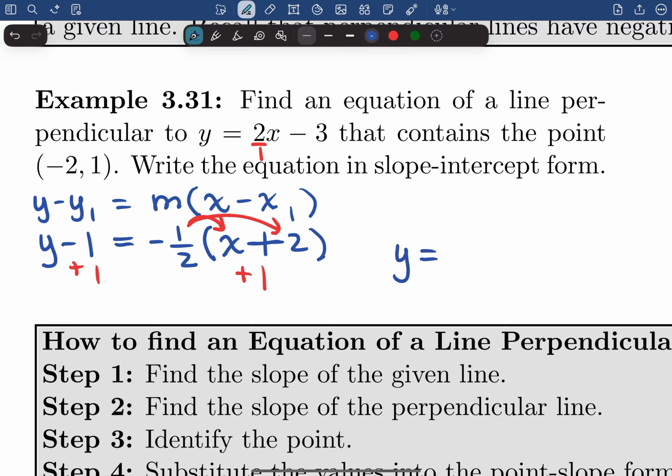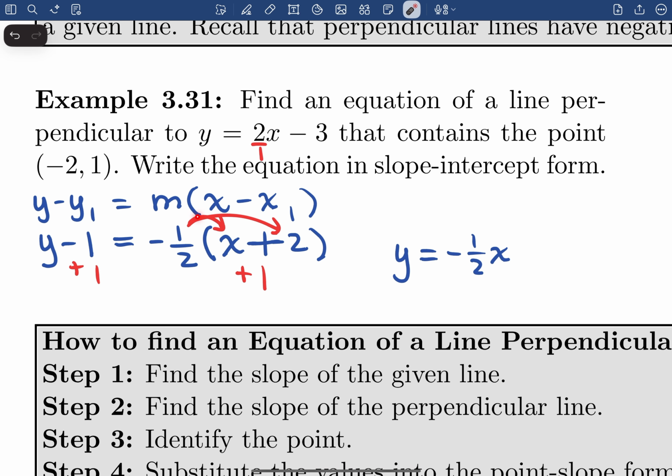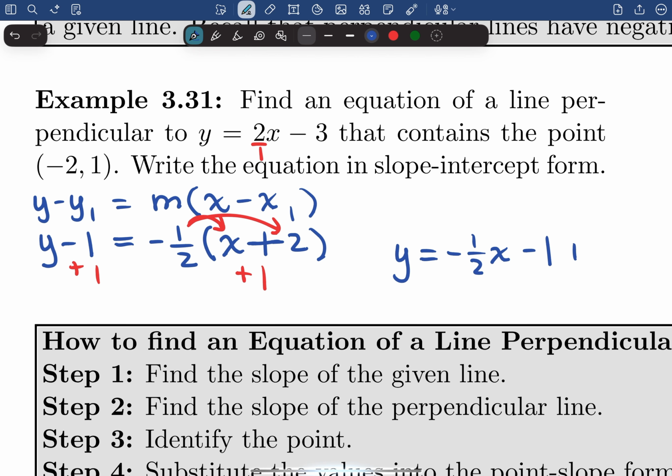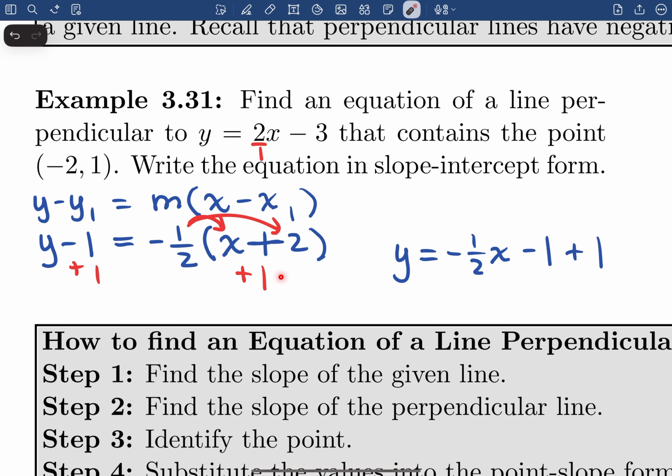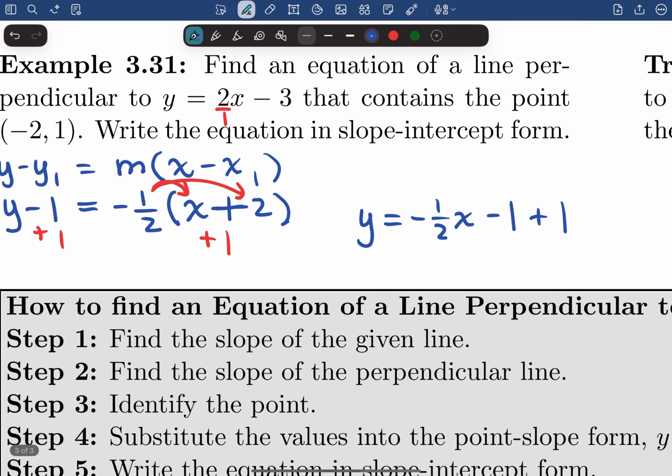I've solved for y, and it equals, well, negative 1/2 times x. Okay, so I just multiplied negative 1/2 times x. And now negative 1/2 times 2, which gives me negative 1. And then I still have that plus 1 that I added to the other side. Okay, and now I combine the constants, and negative 1 plus 1 is 0, right? So I can rewrite negative 1 plus 1 as a plus 0.